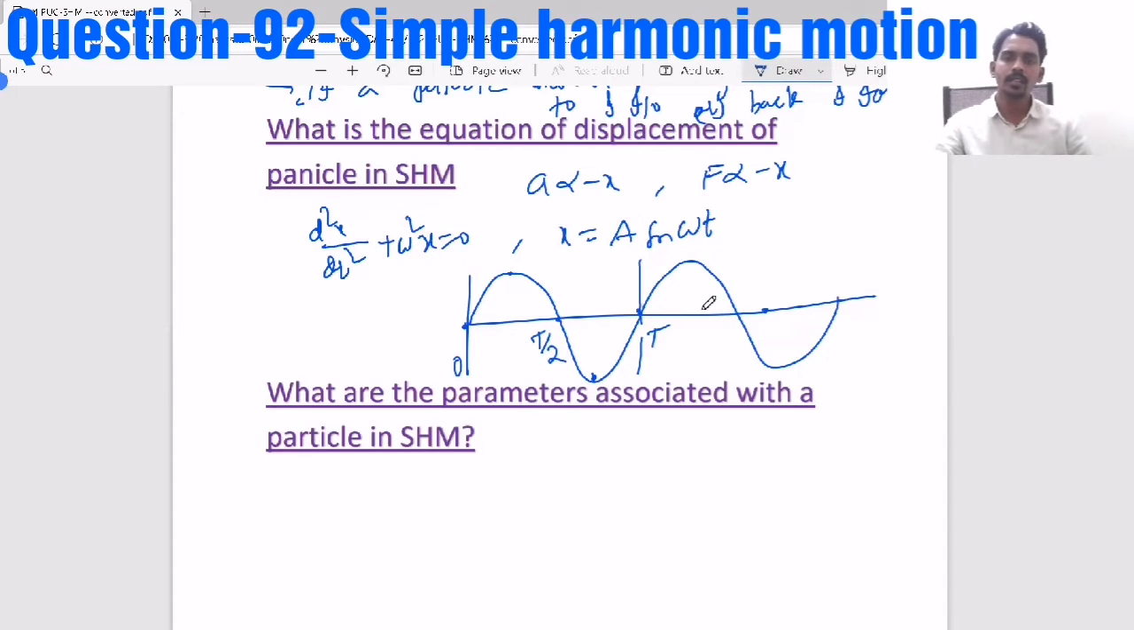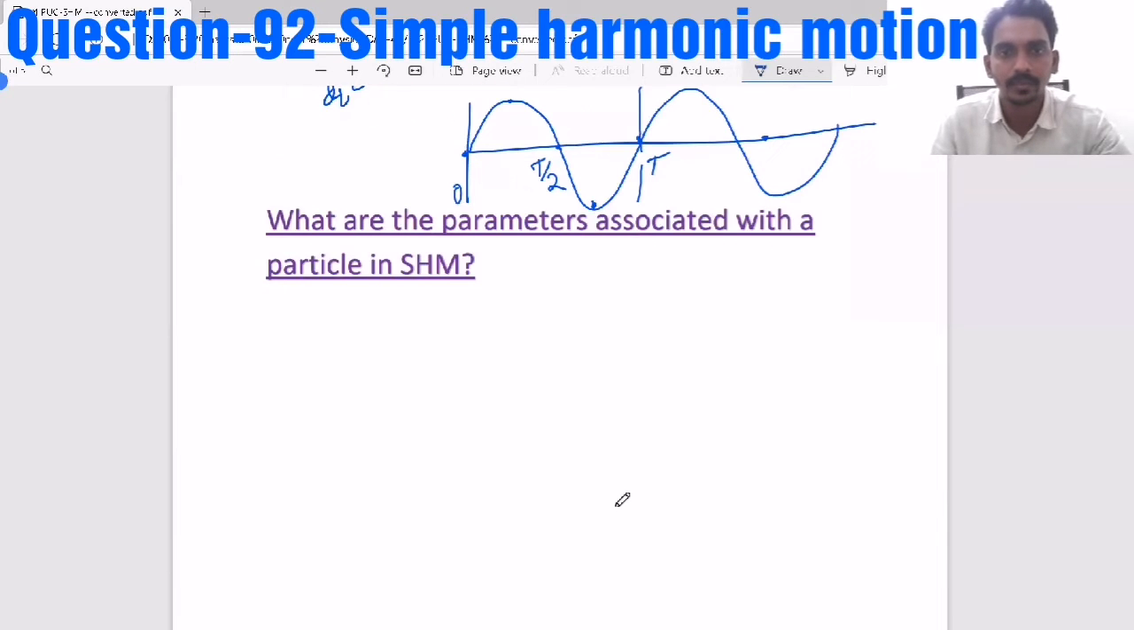So when this condition is satisfied, that acceleration is always towards a fixed position and always directly proportional to the negative of displacement, then such oscillatory motion we call simple harmonic motion.